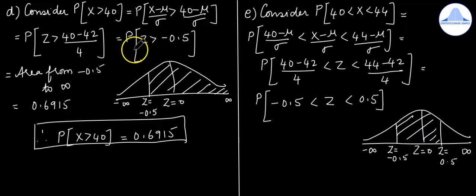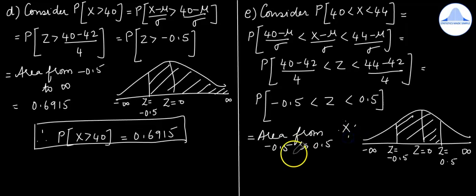So remember that if you have the greater than symbol, shade to the right of the value. If you have the less than symbol, you shade to the left of the value. And here, because z is lying between these two numbers, you have to shade between only those two numbers. And this is equal to the area from minus 0.5 to 0.5. Now this is important. We cannot find out the area from one number to another, but we can find out the area only from one number to infinity. So now you should learn to do these kind of problems correctly.